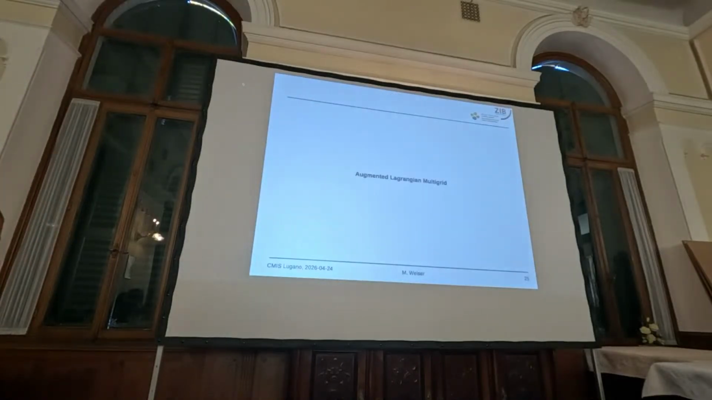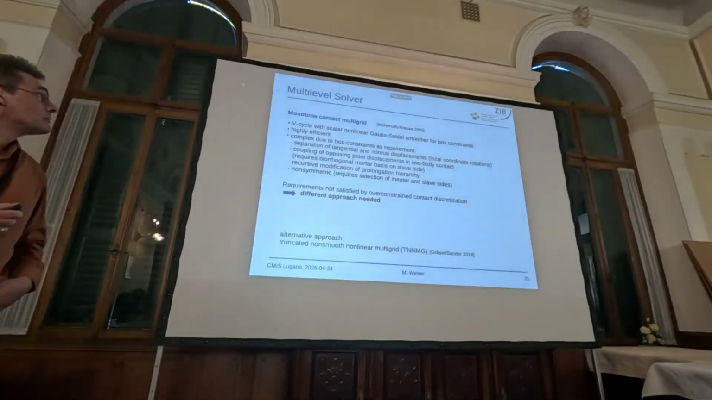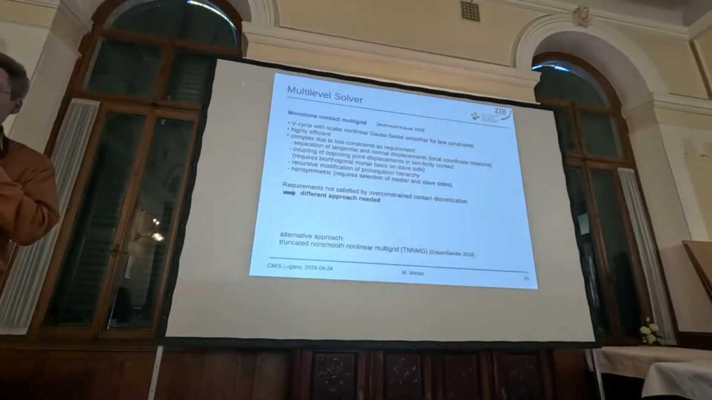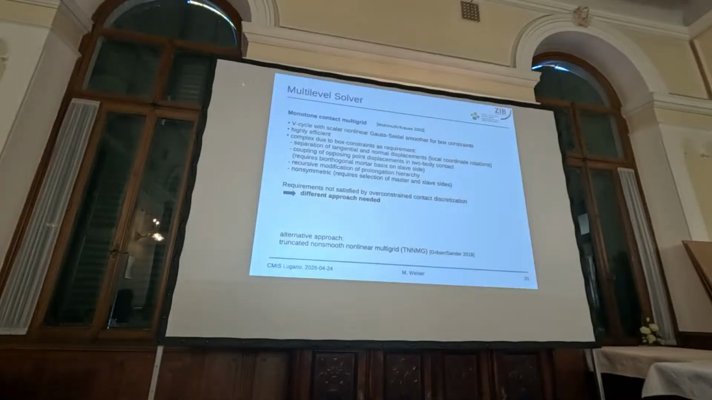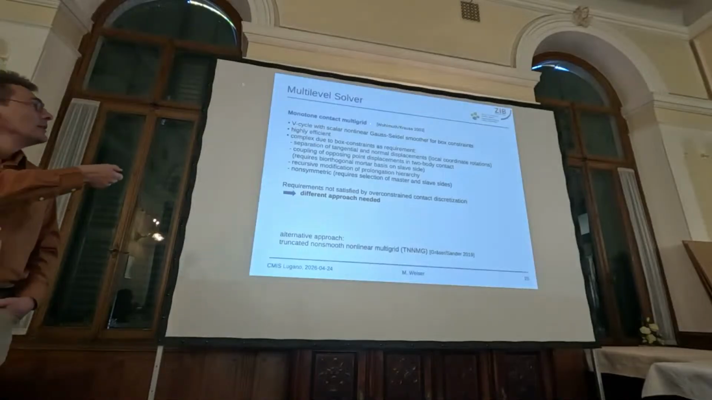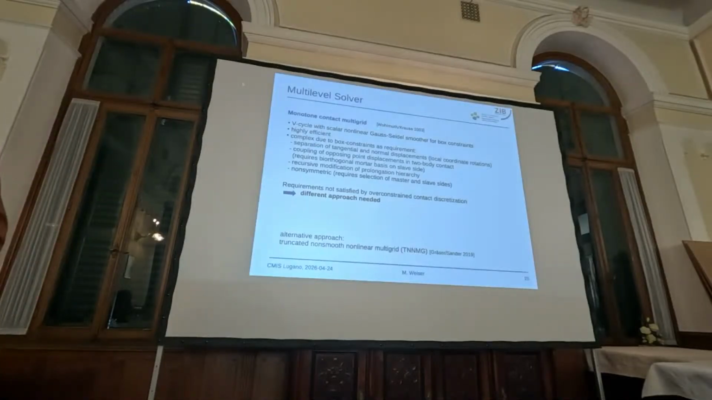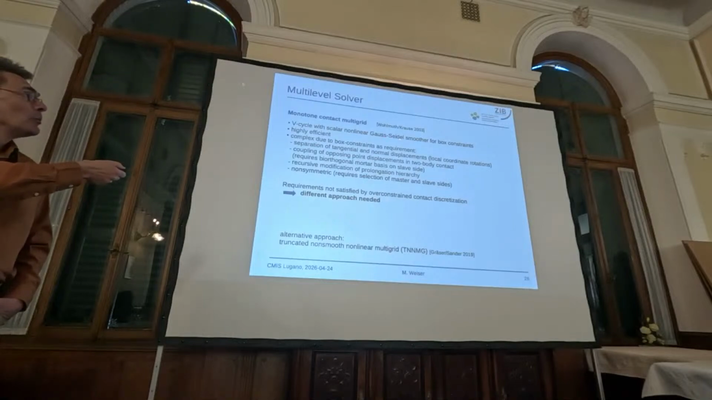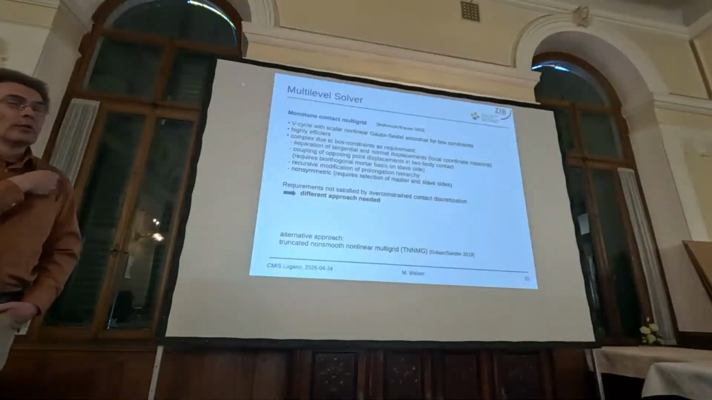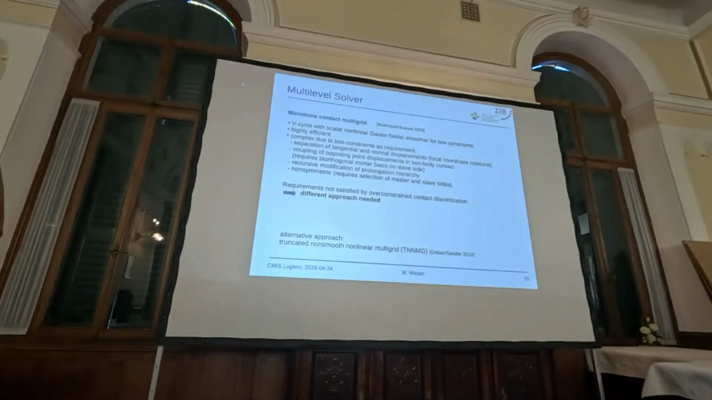Okay, I have not said anything about how to solve these systems so far. There are very, very sophisticated and highly efficient multi-level contact solvers. For example, here, this monotone contact multigrid by Wohlmuth and Krause. This relies on a pointwise Gauss-Seidel smoother for box constraints, then convergence is guaranteed.